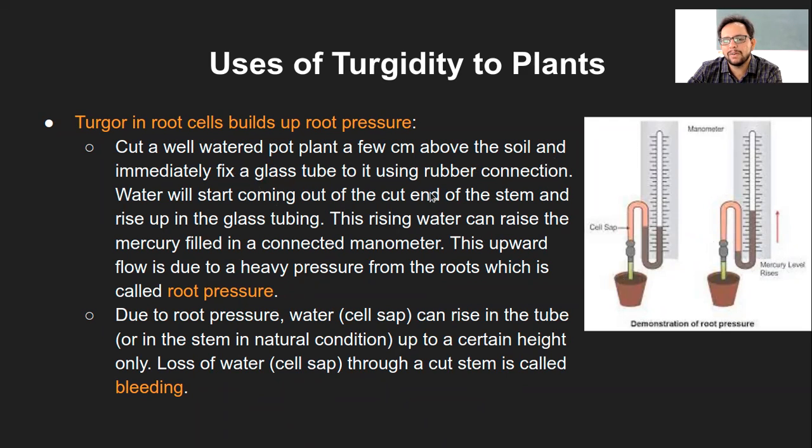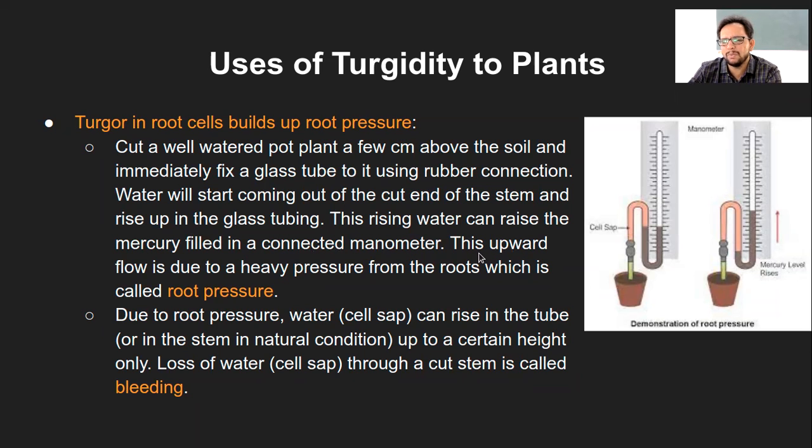Water will start coming out of the cut. Because it is a well-watered pot, the roots will keep absorbing and the water will keep flowing upward. It will not know if there are leaves above or not, but the regular absorption of water by the roots will keep happening irrespective of the leaves being there or not, and this water will push upward. Now this rising water can raise the mercury filled in the connected manometer. Manometer is nothing but a graduated tube filled with mercury. So that is a manometer.